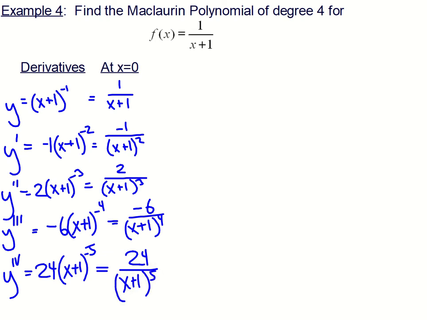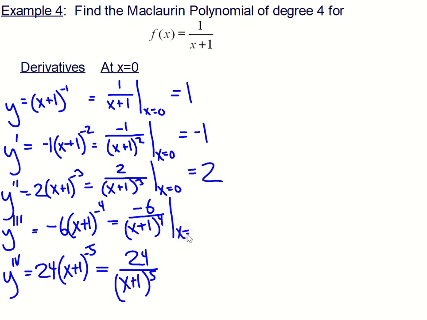So then evaluated at x equals 0, if I put in 0 for these, I get 1 here. Similarly, evaluated at x equals 0, I get negative 1. Sorry about that. Evaluated at x equals 0, 2, evaluated at x equals 0, negative 6, and evaluated at x equals 0, 24. So then those are going to be part of the coefficients of the Taylor series. Of course, I have to divide by the factorials as well.